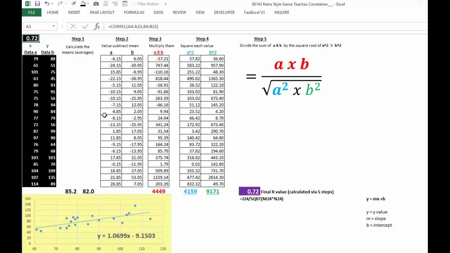Let's go to the next one. This is a more realistic one. It's 0.72 when we look at these numbers against those numbers, the x values and the y values. Here's the equation on the chart. And once again, I'm going to just delete this thing here. And now we see all the steps.